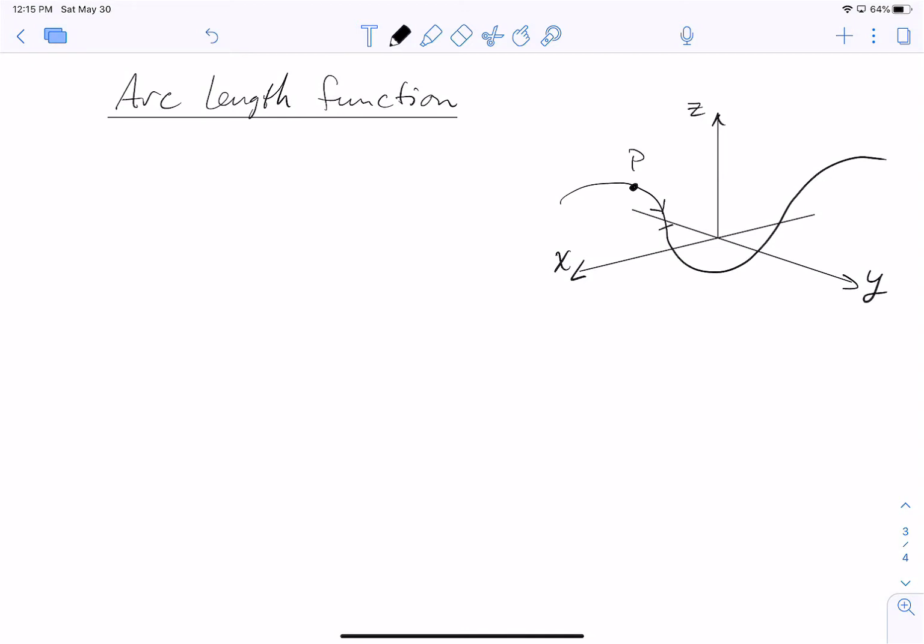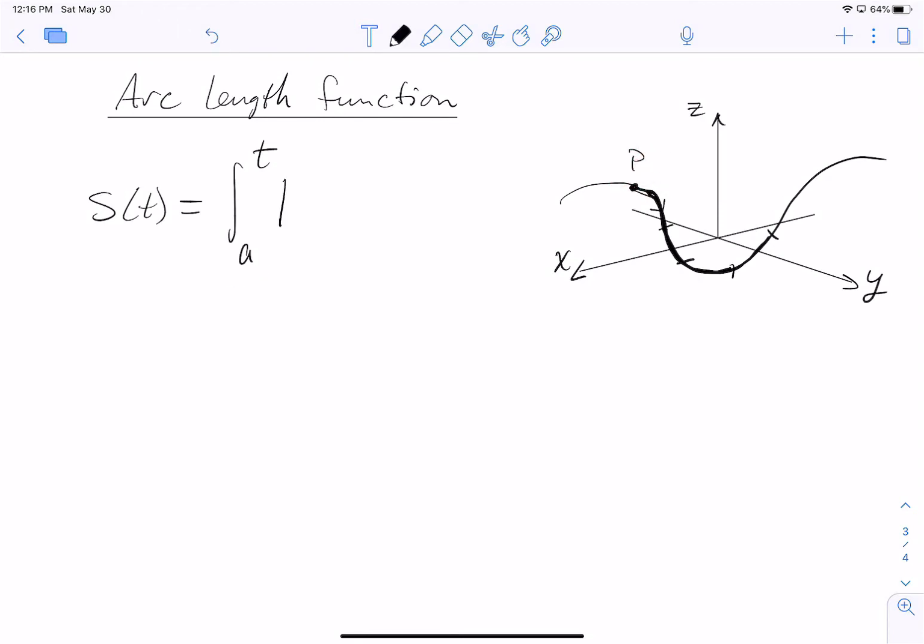For various values of t, the curve traces out, and we end up with successively, in this case, longer arc lengths, of course. And what ends up happening is we can express the length of the curve in terms of t. The way that's going to work is s of t, the arc length for a particular value of t, is equal to an integral from a to t. A corresponds to the fixed point P on the curve.